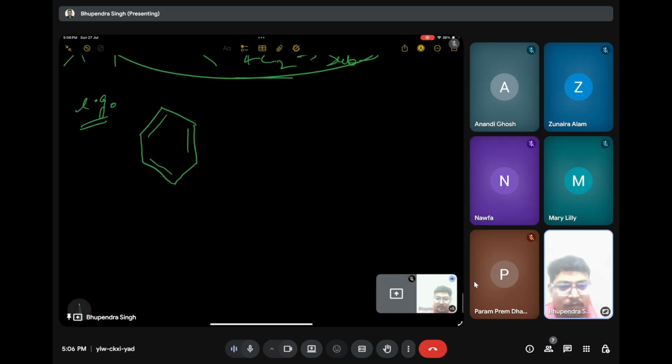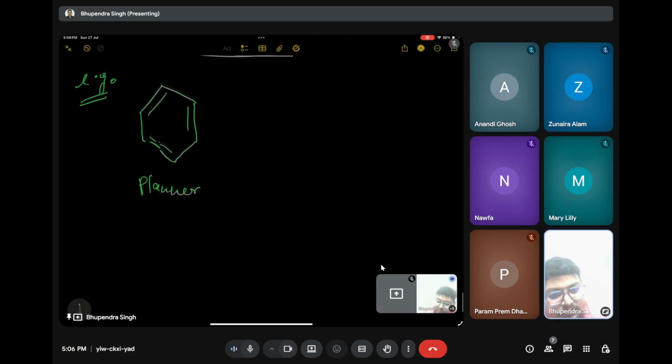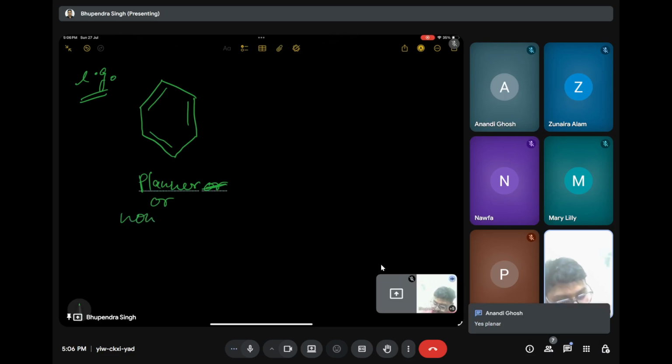Now comment and tell me whether this molecule is planar or not. Anandi goes, you are the first one to join this meeting, so just type whether this is planar or non-planar.